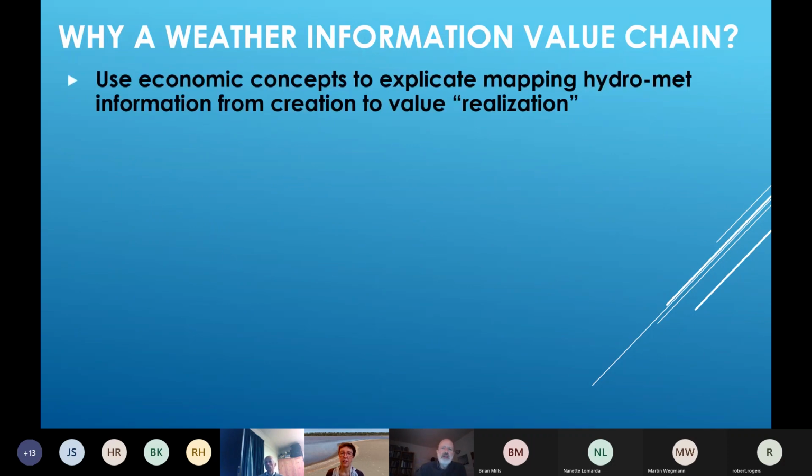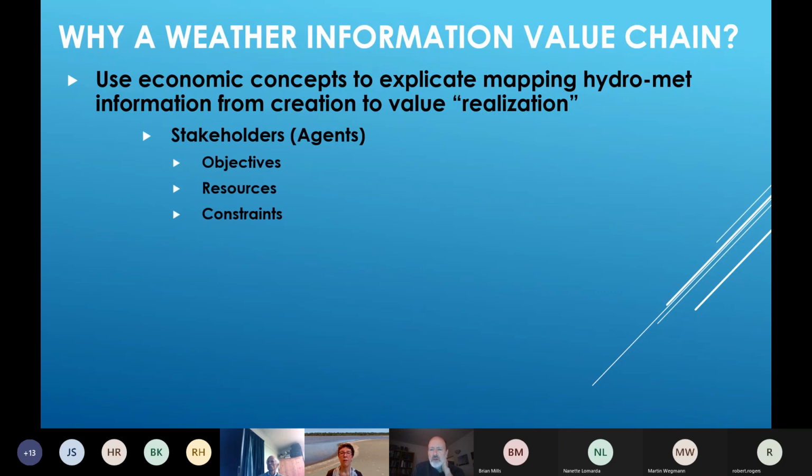So that's about all the economics, and if you want more information on that, we can provide some more in-depth background on econ. So why do we keep this concept of a value chain coming up? From my perspective as an economist, it's a way of using economics concepts to explain the hydromet information process, all the way from weather observations down to value realization. And that's what we'll be talking about for the next 20 minutes or so.